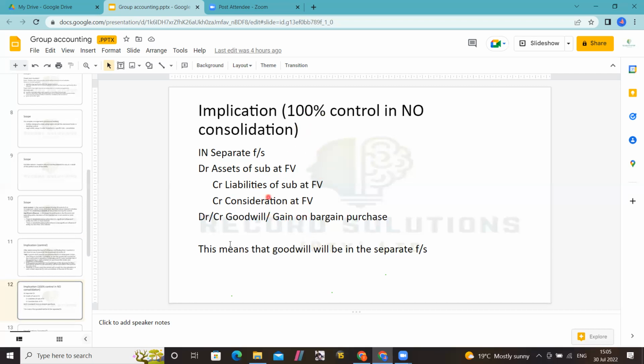Fair value. And then what happens is, now I want to explain this goodwill or gain on bargain purchase, right? So let's look at here, right?